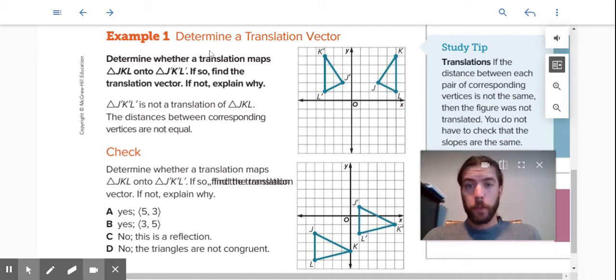Okay, in example one, we want to determine a translation vector. So we want to basically say, what is the vector under which something has been translated? So which direction and how far is it moving? It's kind of the simpler way to say it.